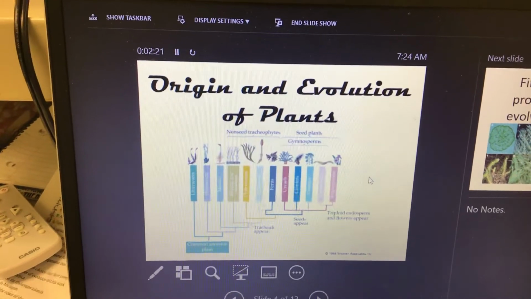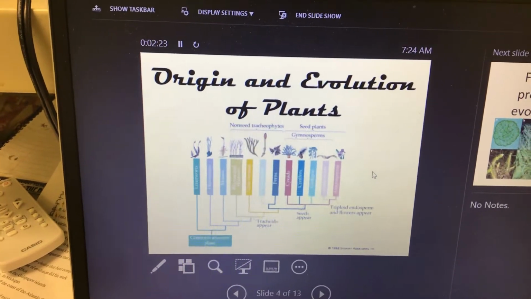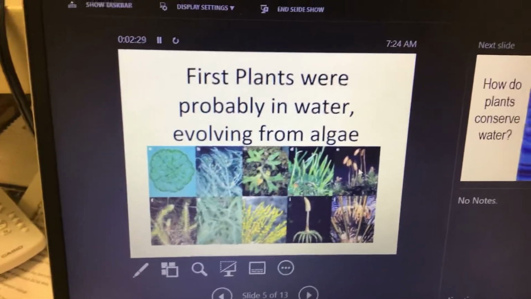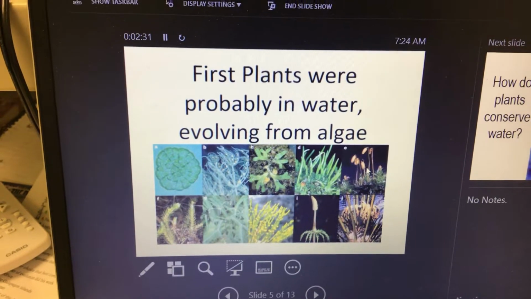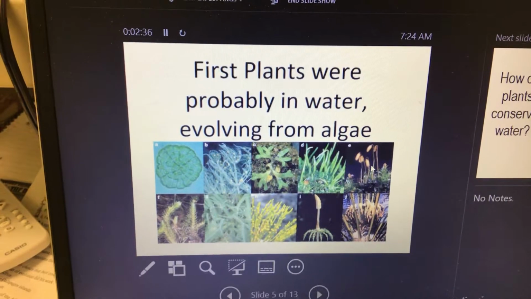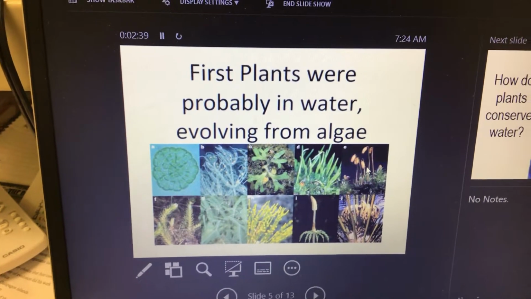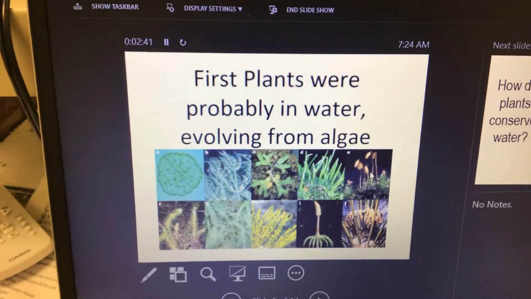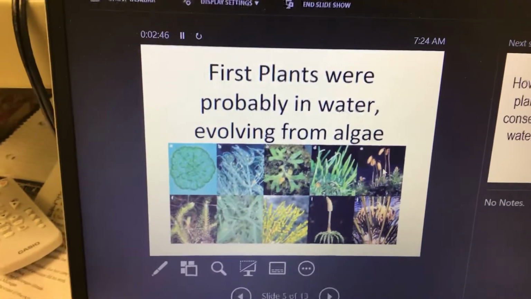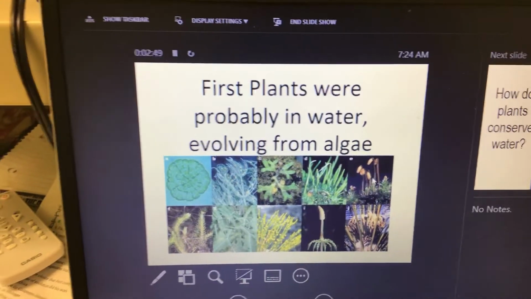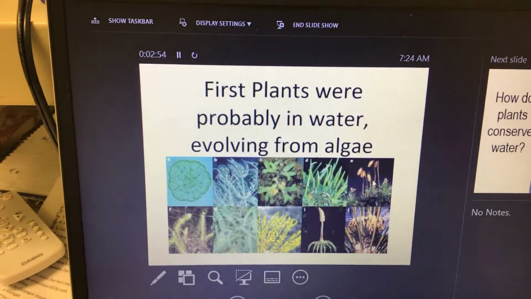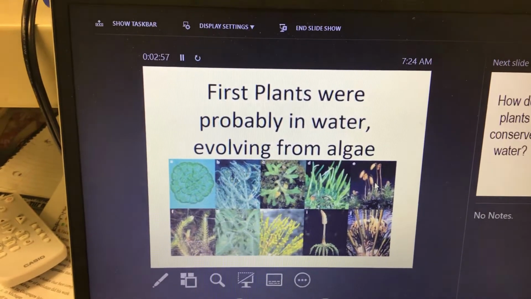Kind of some history here. I would write this down. This actually answers one of the questions from the last chapter's web quest, I believe. Go ahead and write this down. First plants were probably in water, evolving from algae. So the idea was algae is a super simple little critter floating around in water, and from there on it evolved into our modern day plants with roots and making its own food and all that stuff.